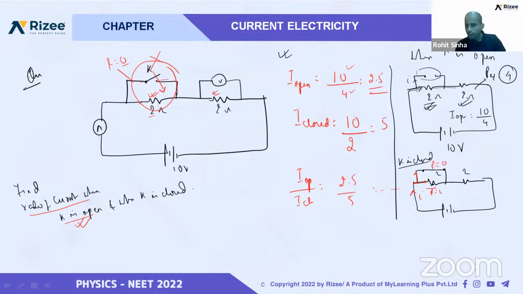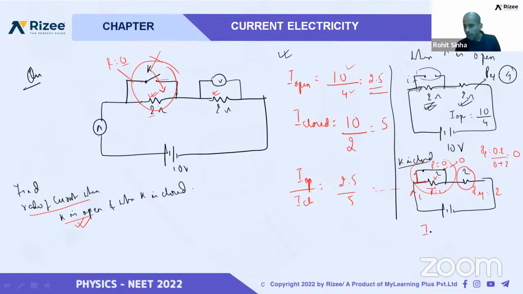If you find the equivalent of both of them, one is 0 and one is 2 ohm, and both are in parallel. R equivalent is the product of R1 and R2 over their sum, 0 into 2 by 0 plus 2. What will you get? You will get 0. That means the equivalent of this will be equal to 0, so this 2 ohm resistance will be useless. Now, if K is closed, only the effective one will be 2 only. That means here R equivalent will be 2 only.